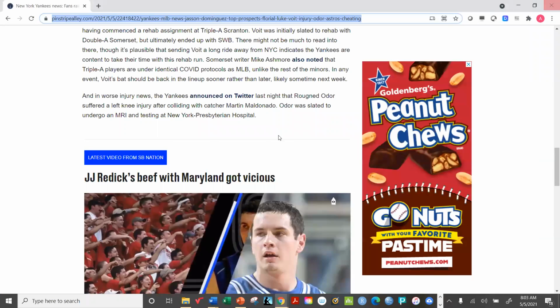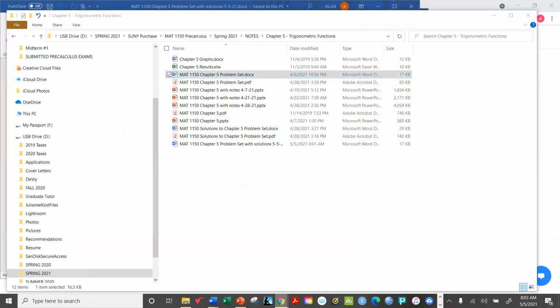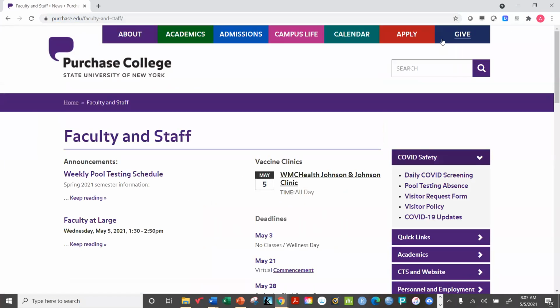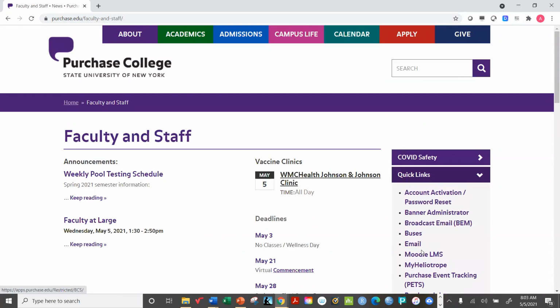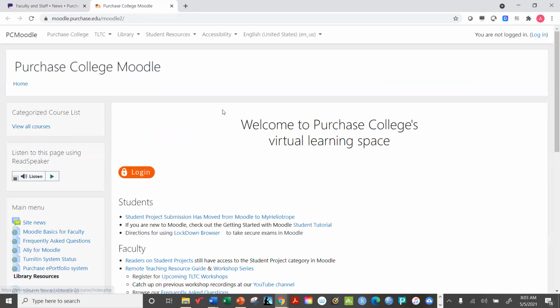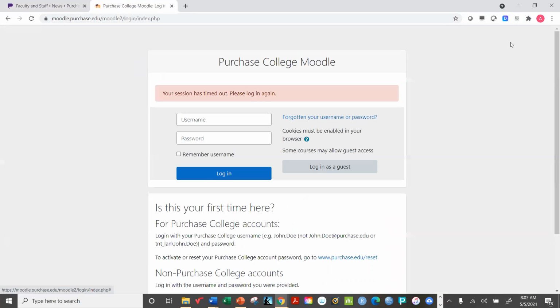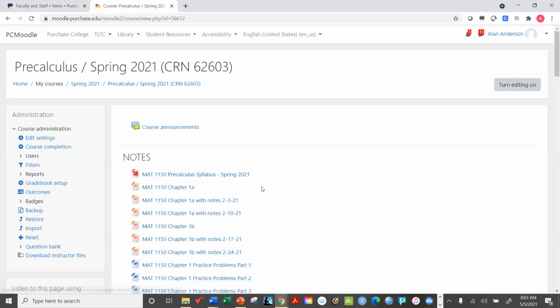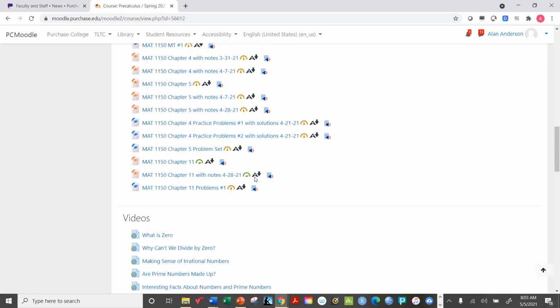And so first things first, let's take a look at Moodle. And let's see. What are we looking for? Yes, the problem sets are here. Yes, let's take a look. All right, so as far as the problem sets are concerned, 5 is here somewhere. Yes, there it is. It looks like I haven't posted the second problem set for 11 yet. Maybe I'll just do that right now, just to make sure it's there.